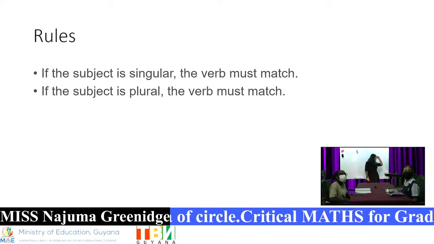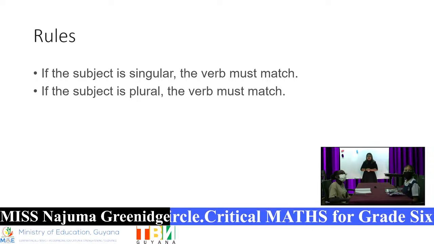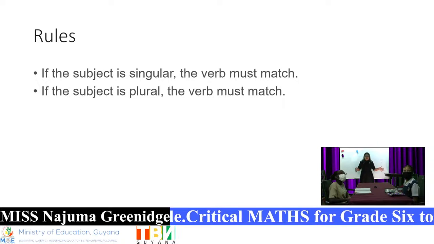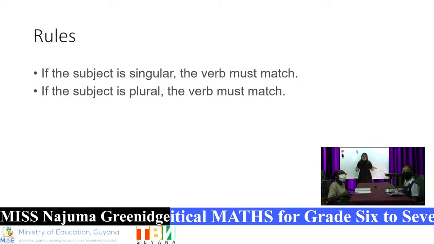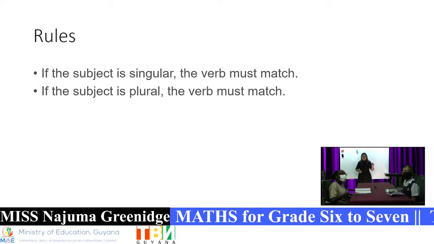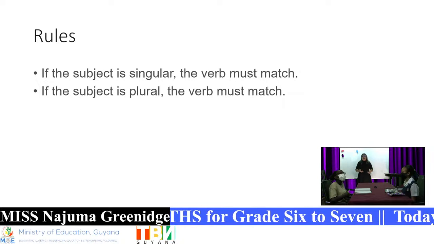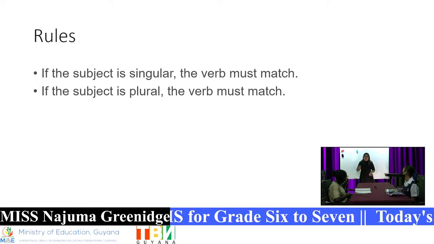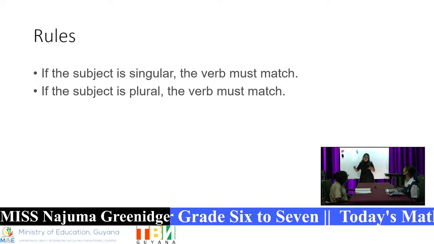Let's go to the rules now. So basically what we were discussing just now are the rules. And very easy to remember. Alicia, the first one, if the subject is singular, the verb must match. And Azaria, if the subject is plural, the verb must match. So some books have, if the subject is singular, the verb must also be singular, and if the subject is plural, the verb must be plural.